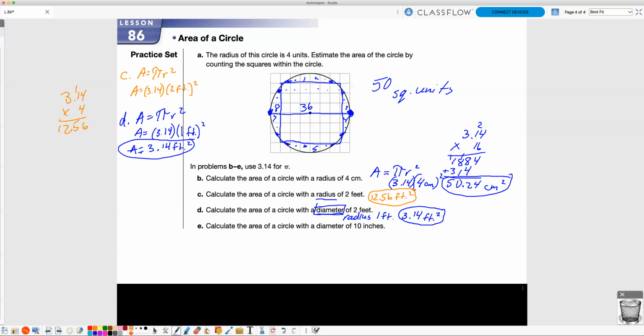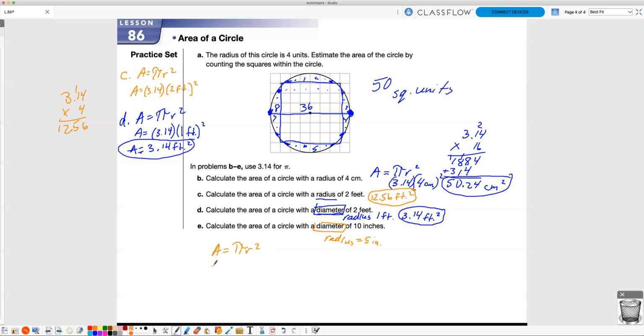And letter E, we'll do that right here. Calculate the area of a circle with a diameter of 10 inches. So again, it says diameter here. So I need to find out what the radius of that would be. And the radius would be half of the diameter, so the radius would equal 5 inches. And I plug that value in. We've got area equals pi r squared. I always start with the formula so that I know what I need to plug in.